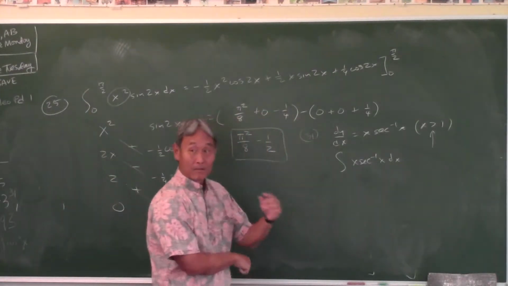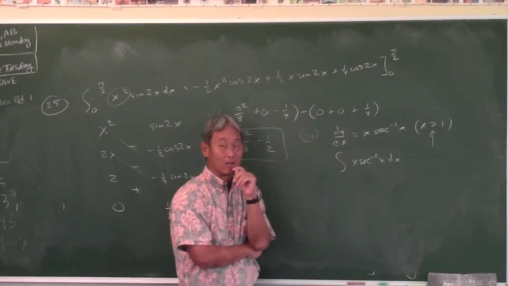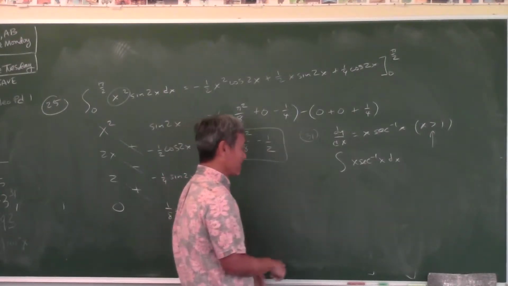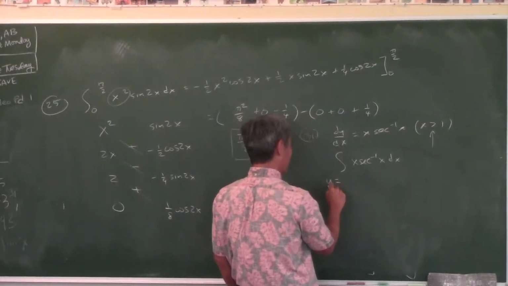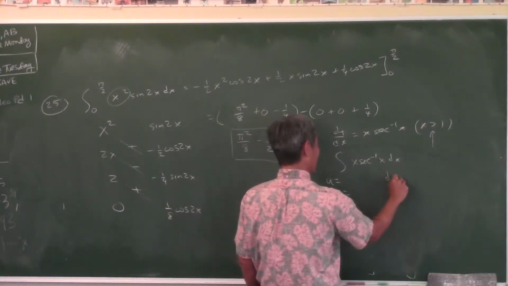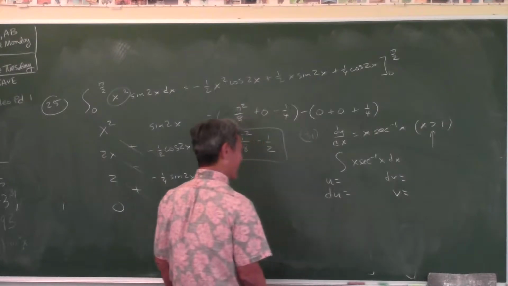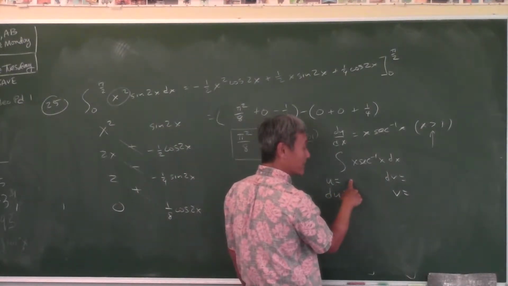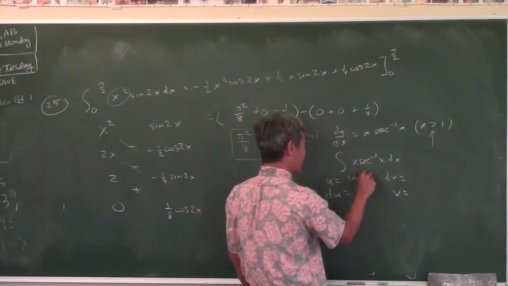So can I do tabular on this one? No, this one cannot do tabular. So you just have to do regular integration by parts. So you gotta make the chart. Alright? Did you guys do that? Yes. So which one do I put here? Do I put the x here or the secant inverse? Inverse. See, you guys know what you're doing.